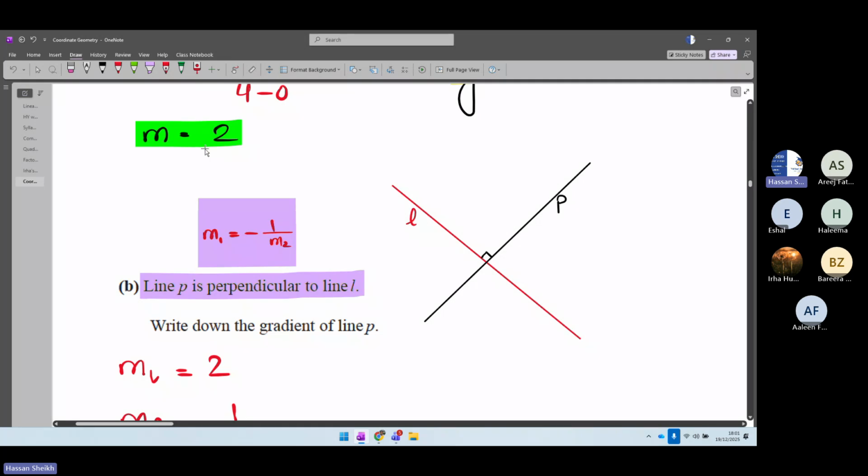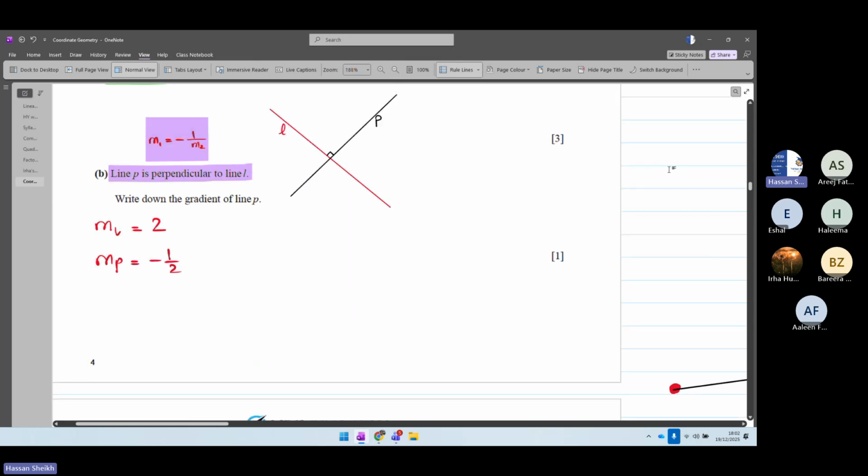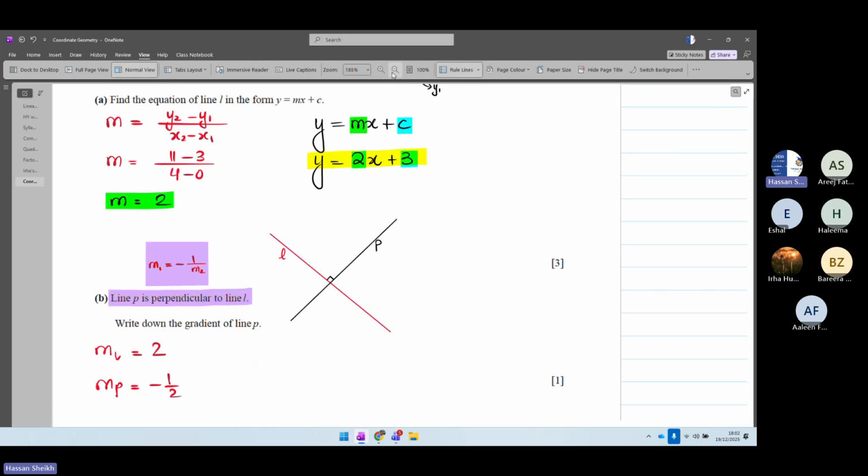Yeah, I've told you the easier way if you remember. Just change the sign and flip the fraction to get the slope of the perpendicular line. Change the sign, flip the fraction.